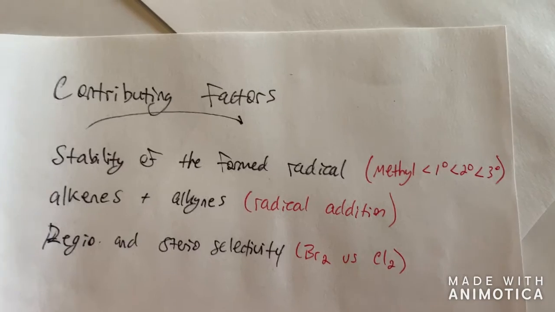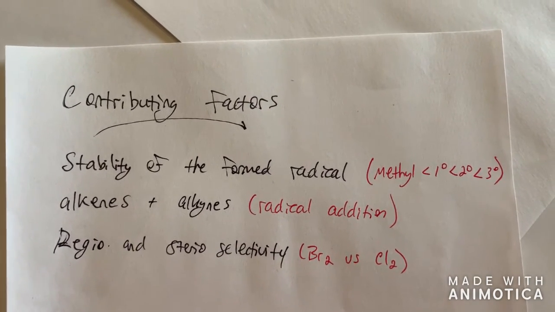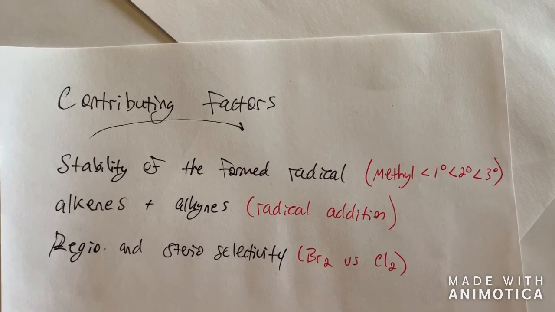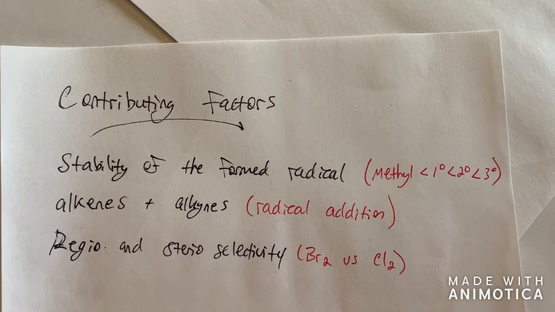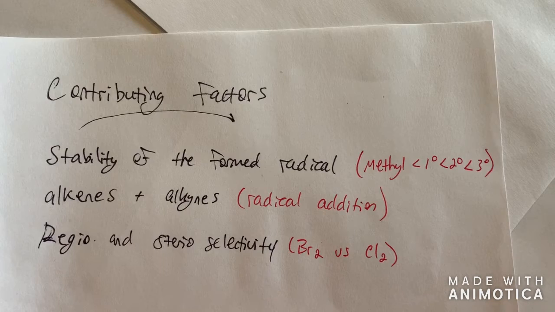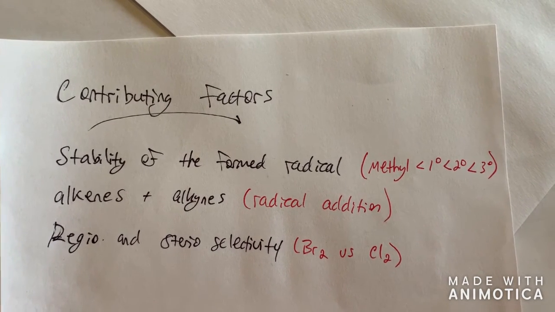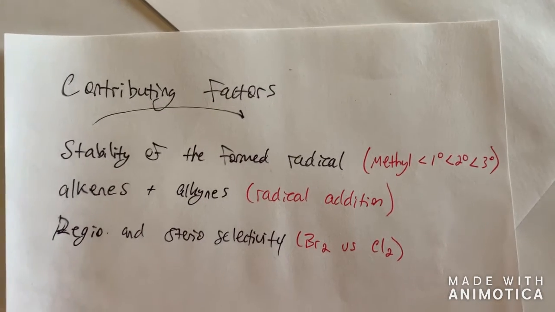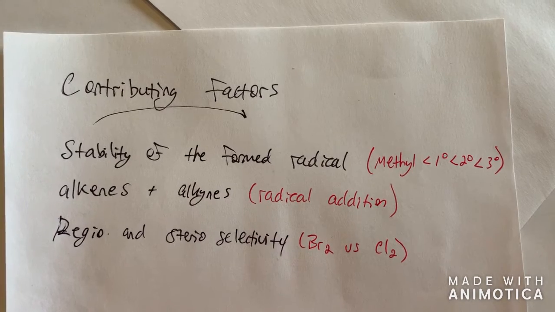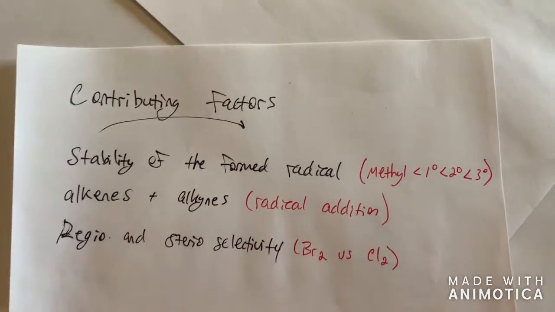Some contributing factors to this radical halogenation reaction involve the stability of the formed radical. So the difference between, say, a secondary and just a methyl radical. A methyl radical is going to be much less stable than something that has more electron density around it. And just the same thing we've been learning through organic, it goes primary, secondary, tertiary when it comes to stability. It's the same with radicals.